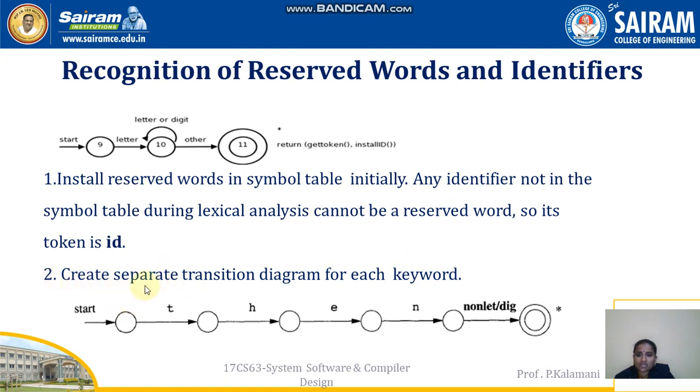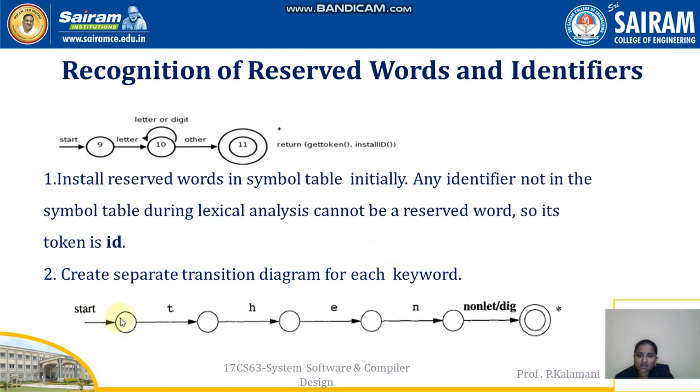Second option is, we can create a separate transition diagram for each keyword. For example, then, this is a transition diagram. Each state represents one letter, start, then T, H, E, N. After that, other than that letter, any other digits or special characters, anything will be recognized. Then it will return the keyword then. Same thing we can draw the transition diagram for other keywords.